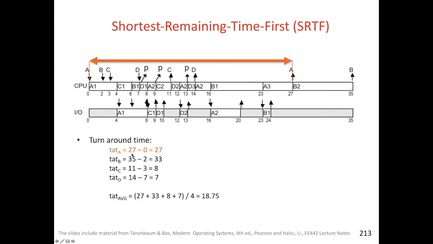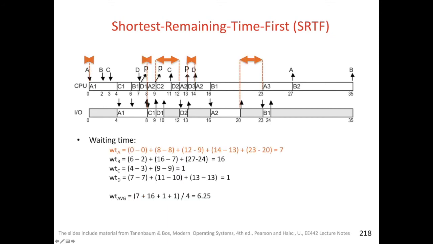Turnaround time for process A: it terminates at 27, it was submitted at 0, so it is 27. Similarly, the turnaround time for process B is 35 minus 2, which is 33. For process C, it is 11 minus 3, so 8. And for process D, it is 14 minus 7, so it is 7. The average turnaround time is found as 18.75 for the shortest remaining time. And notice that this is even shorter than the average turnaround time for the shortest process first case.